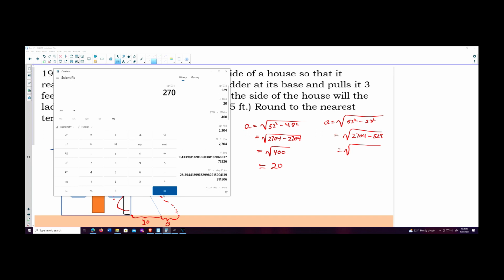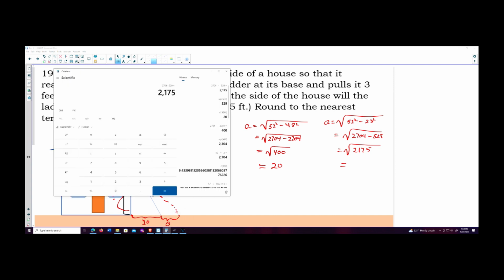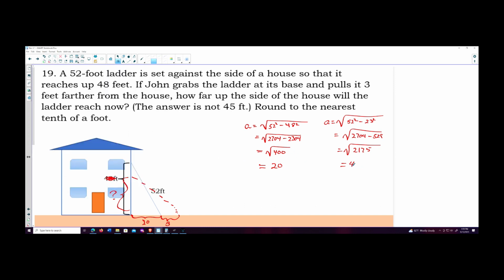So I'm going to solve this. 2,704 minus 529 gives me 2,175. So we're looking for the square root of 2,175. Whatever that is, that's my answer. So I go to the calculator and get that, and it's 46.6 feet up the house. So notice this, the answer is not 45. It's 46.6 feet. And that is the question. So that's the answer to the question they're posing.